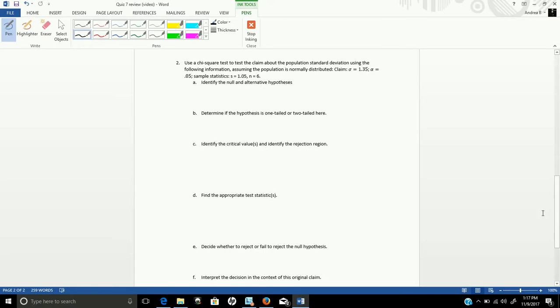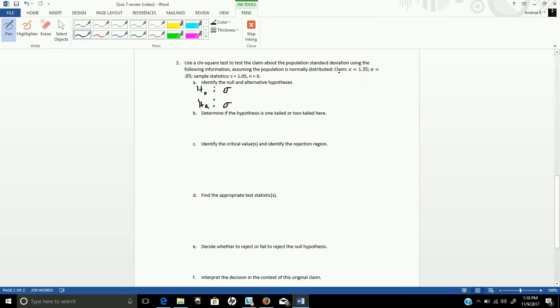The next one is similar, but this one actually tells you that you're dealing with the chi-squared test. So that means you're using that chi-squared distribution chart this time. And we're testing the claim about the population standard deviation. So for our null and the alternative hypothesis, they're both going to be in terms of our population standard deviation. So you want to make sure you remember what that symbol is. That is the symbol sigma. So you will need to write those in there.